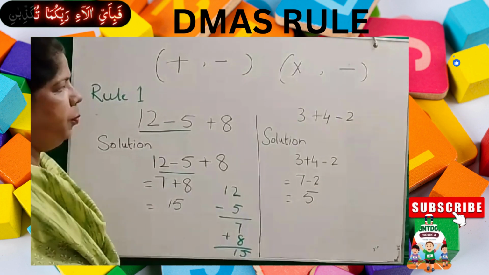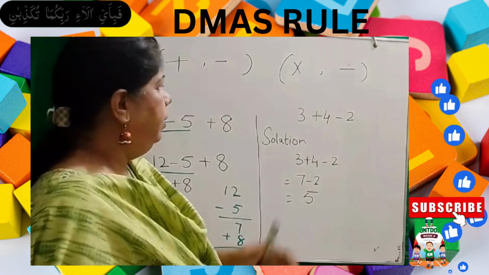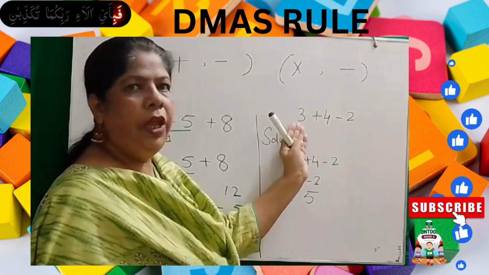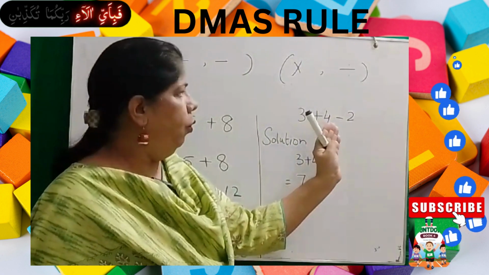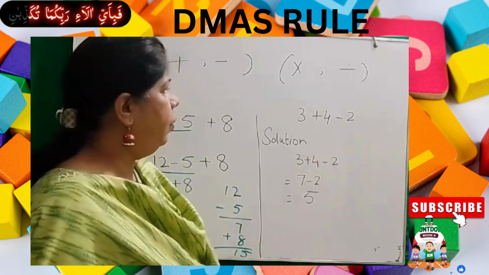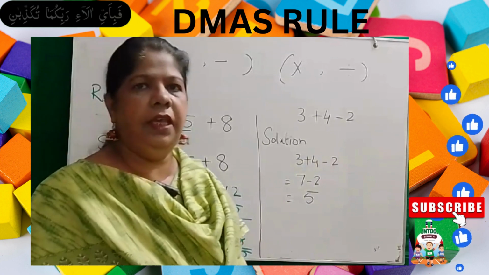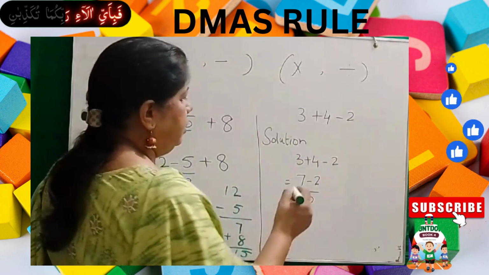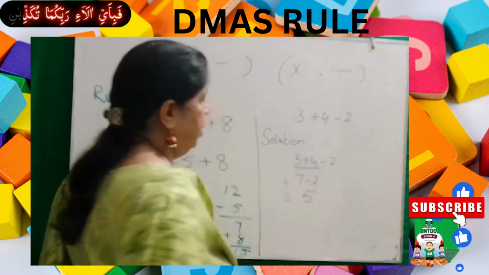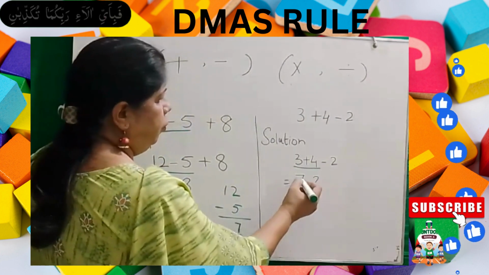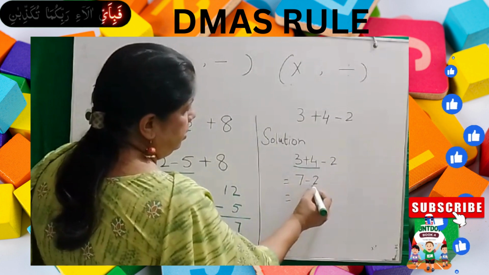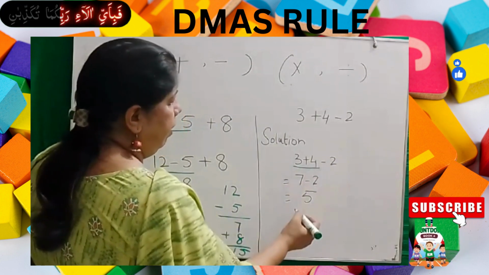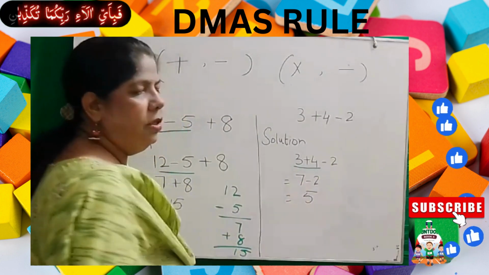Now come to the next point. The next question is 3 plus 4 minus 2. How will you solve this? You have to again see from the left side. The left side is 3 plus 4. First you have to solve 3 plus 4, it is 7. 7 minus 2. 7 minus 2 is equal to 5.